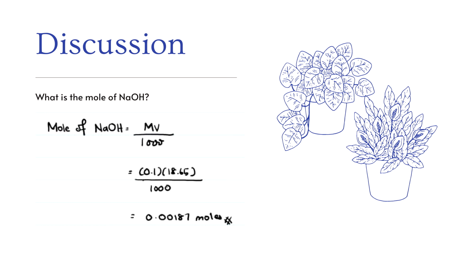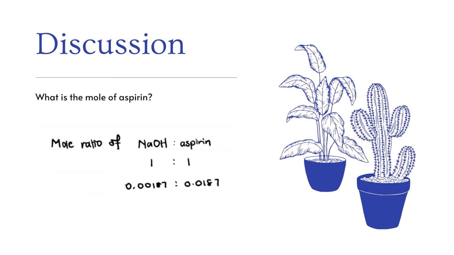To calculate the mole of sodium hydroxide, we need to use the formula MV over 1000. So, M is 0.1, V is 18.65, and divided by 1000. So, the mole that we get is 0.00187 moles. What is the mole of aspirin? From the chemical equation, we recognize that the molar ratio of sodium hydroxide to aspirin is 1:1. So, the number of moles of aspirin is the same as sodium hydroxide, which is 0.00187 mole.